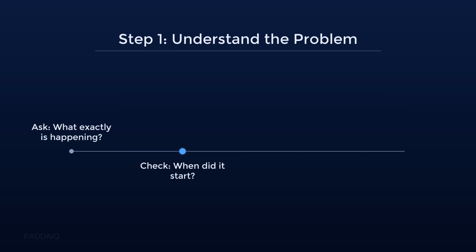Check when did it start. This means identifying the exact time the issue first occurred. For example, if a sales report stopped updating, determine if it was after a recent system update last Tuesday. Pinpointing this moment helps narrow down potential causes and accelerates resolution.